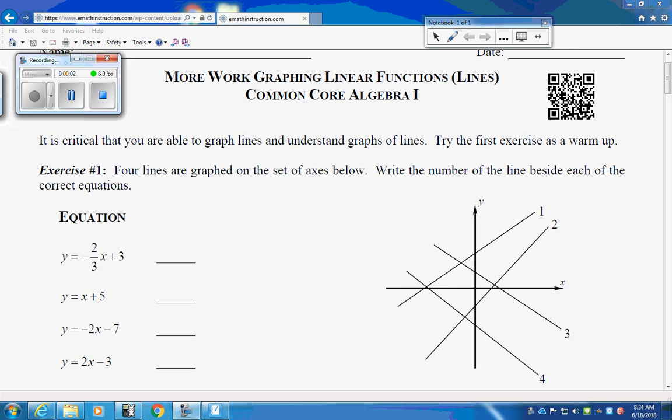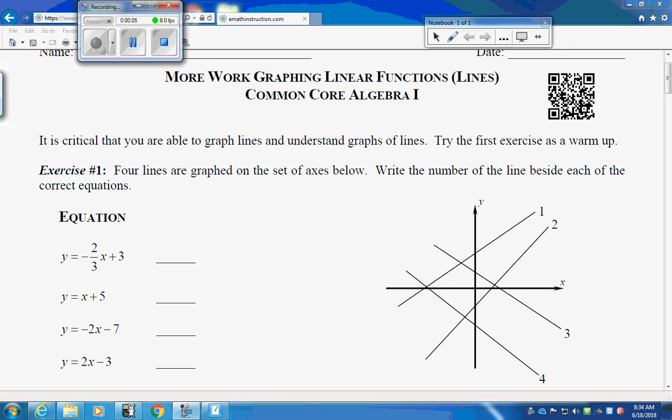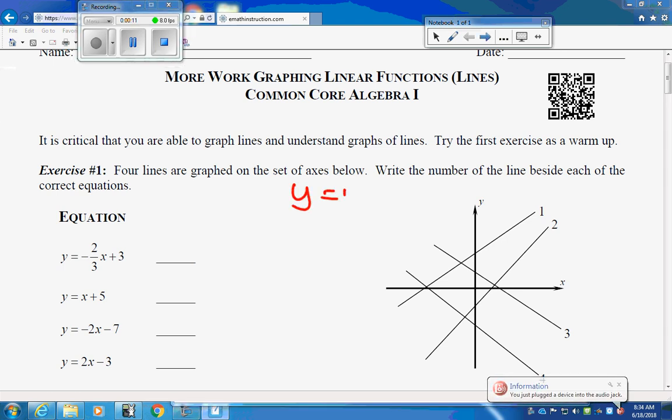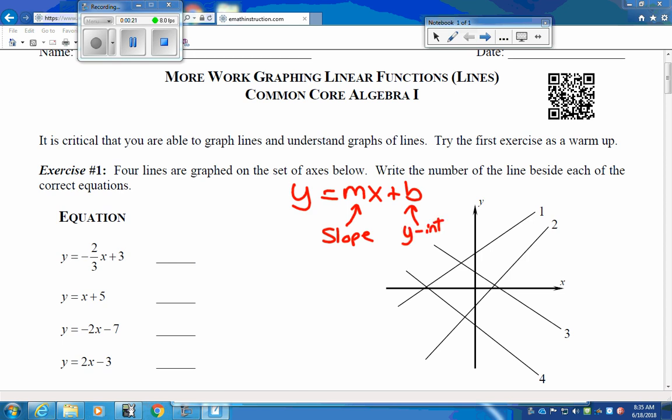Alright, this is the start of Unit 2. We're going to talk about linear functions, and today we're going to focus on this equation, slope-intercept form. So we have two parts. We have m, which is the slope, and b, which is the y-intercept value.